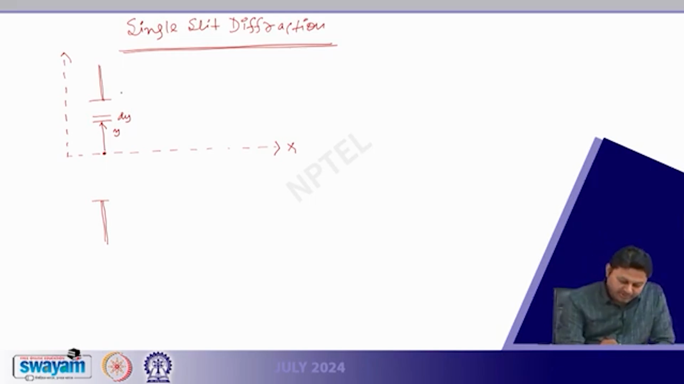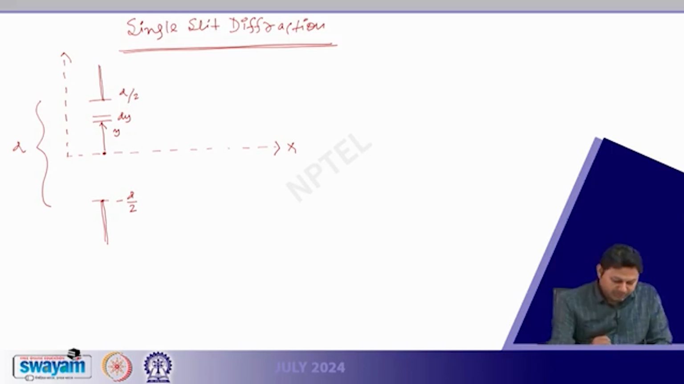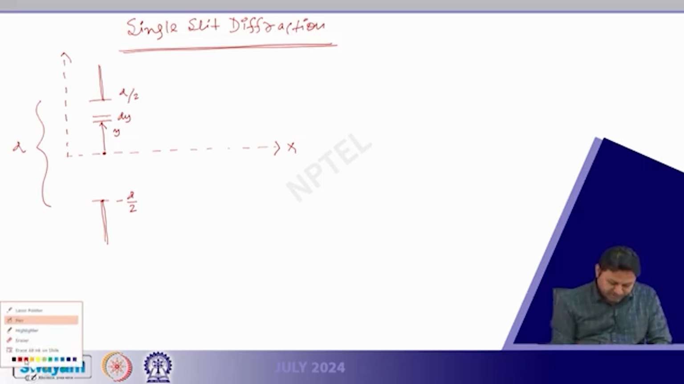So, coordinate wise, if this entire width is d, then this point is d by 2 and this point is minus d by 2. This is the coordinate of these 2 points, the y coordinate, and the x coordinate is 0, because this line I consider x equal to 0. Now, two rays will come from these small sections, and another will be from 0.